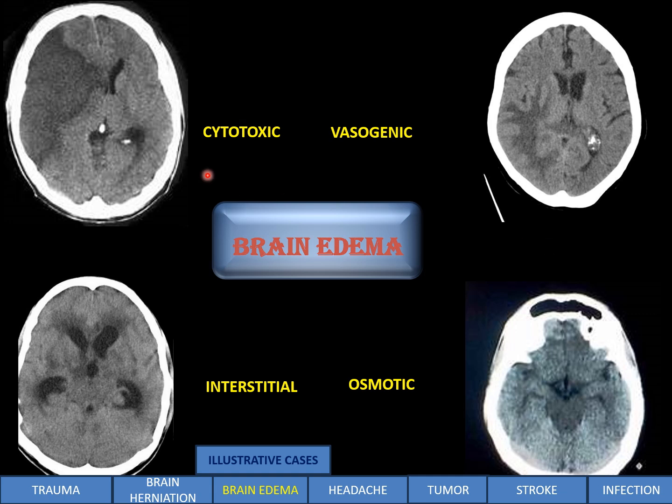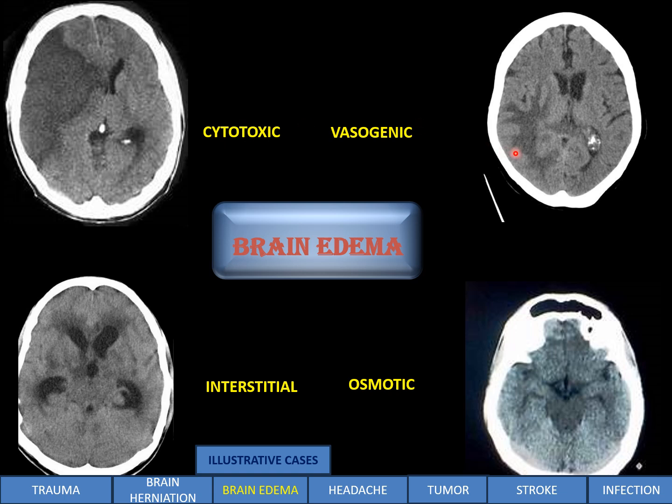How does it look? In cytotoxic edema, the gray-white matter differentiation gets lost. So here we are able to see this is gray matter, this is white matter. Here it is all replaced by a single wedge-shaped triangular hypodensity, in which there is a loss of the gray-white matter differentiation, which is how a cytotoxic edema looks.